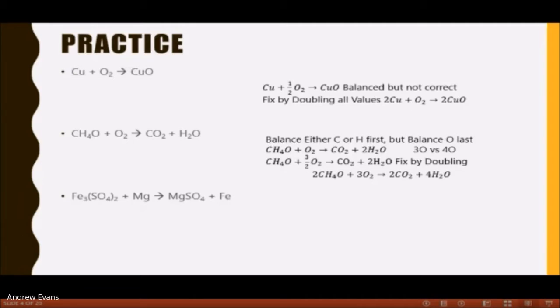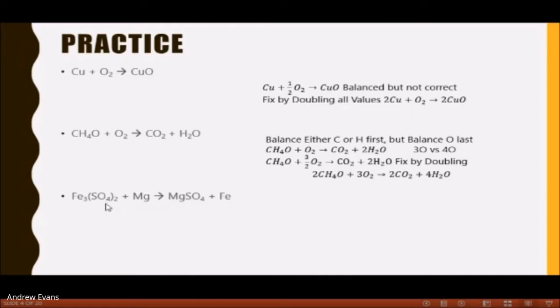One trick to this one, there's a lot of elements in here. One trick is if you see an oxyanion that is identical on both sides, you can leave it as one unit. You can balance it as, instead of 2 S's and 8 oxygens, you can make this 2 SO4s.